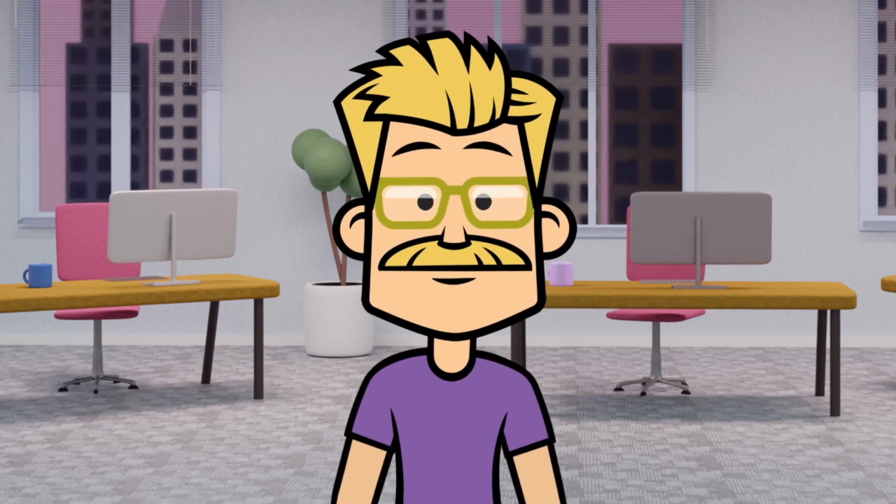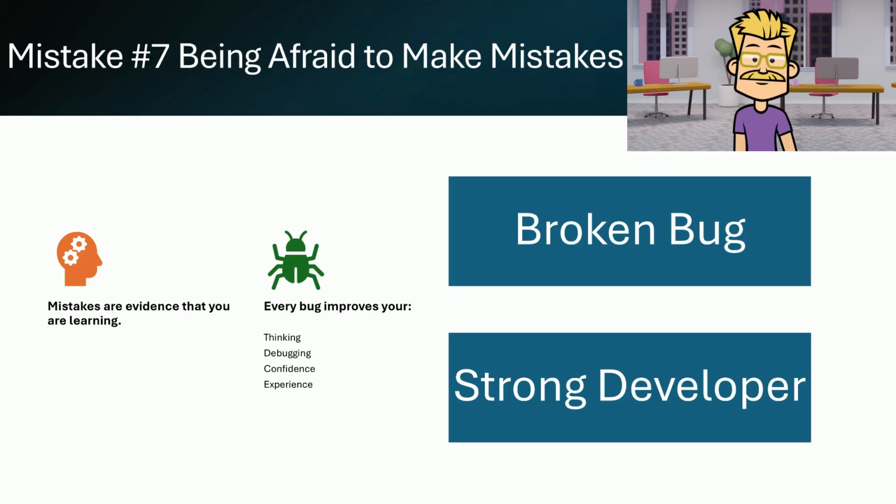Mistake number 7, fear of making mistakes. Some beginners avoid challenging tasks because they are afraid of failure. They only solve easy problems. They avoid projects that seem difficult. But growth happens when you struggle with problems slightly beyond your current skill level. Every bug teaches something. Every failed attempt teaches something. Every debugging session teaches something. The developers who improve fastest are usually the ones willing to make mistakes and learn from them.